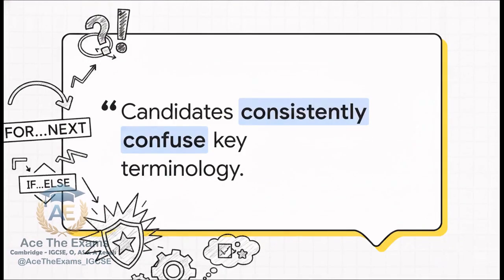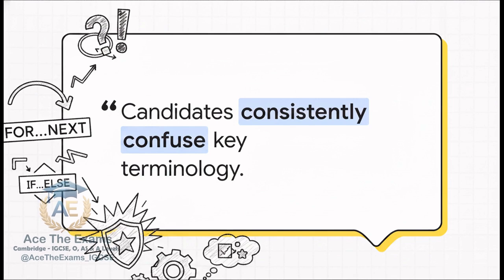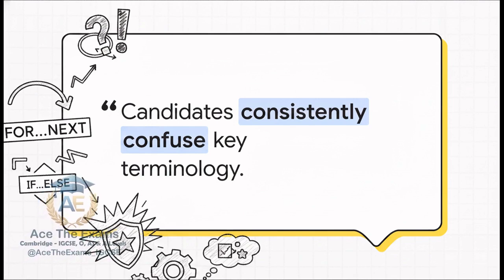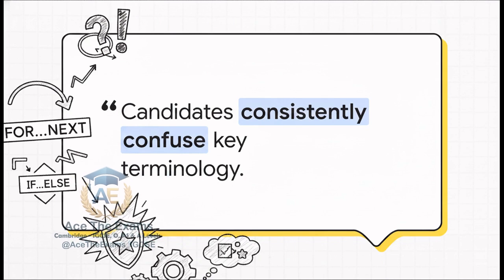Look really closely at this stark warning. This is pulled directly from the Cambridge Principal Examiner reports. Candidates consistently confuse key terminology. Guys, this is the ultimate red flag. This isn't just me, your strategist, telling you to study harder. This is the exact team of people who grade your papers screaming from the rooftops, telling you exactly where thousands of students fail every single year.